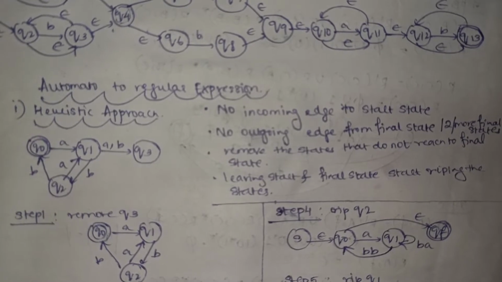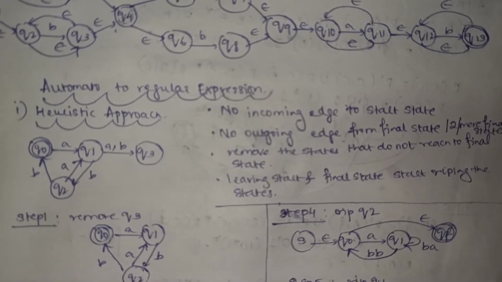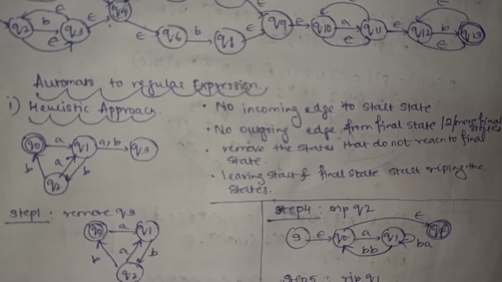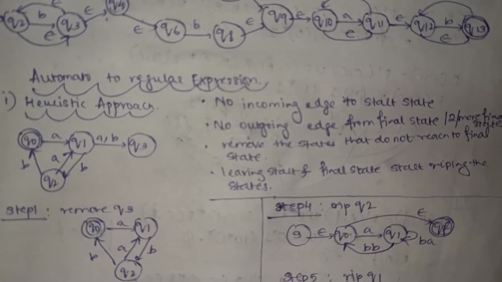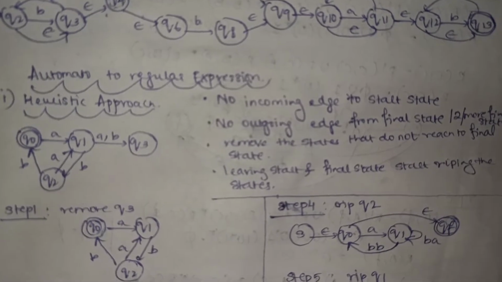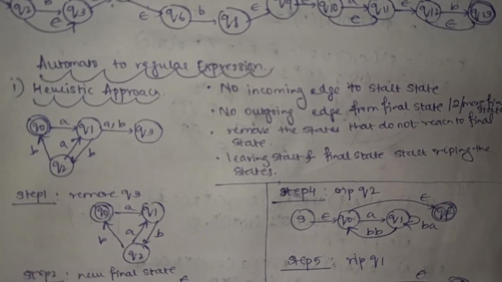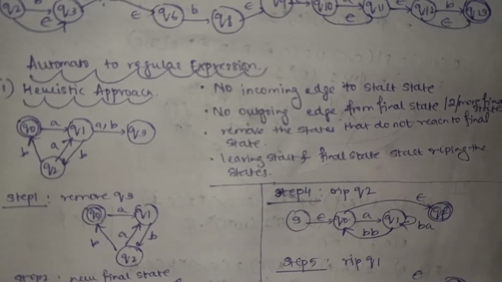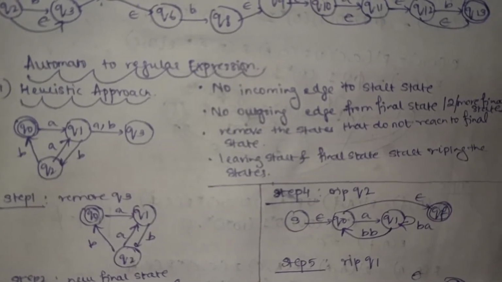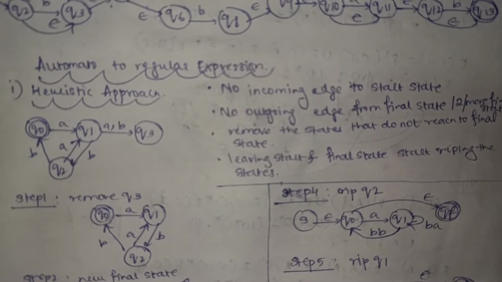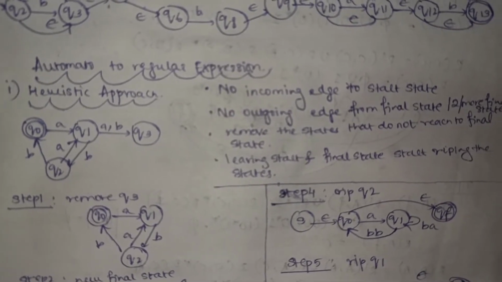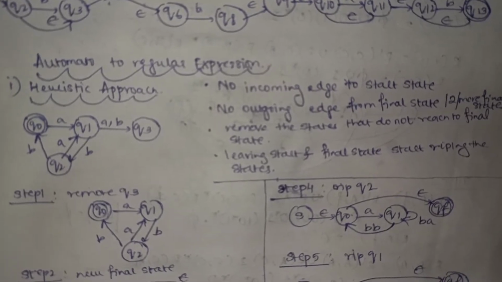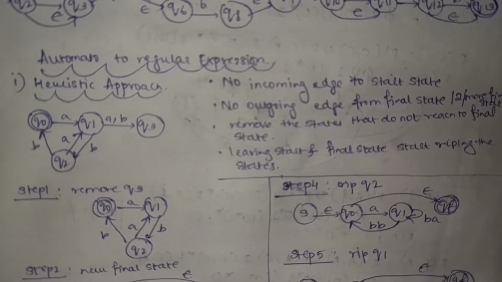And the initial state should not have any incoming edge; if it has, then a new start state should be created. For the final state, if there are two or more final states, or if there are outgoing edges from the final state, a new final state should be created. These are the conditions you first have to check, after which you start ripping out one state after the other, leaving only the start and the final state, and then you'll get the regular expression for that particular automata.